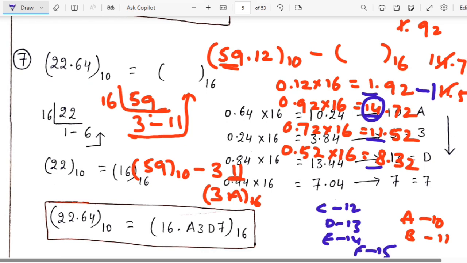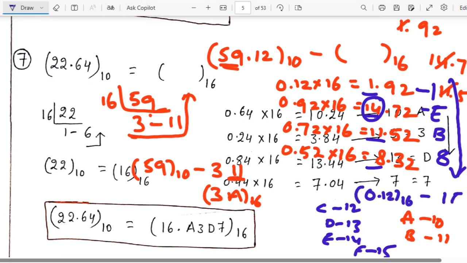So 14 means E. Again, 11 means B, and 8 means 8 only. So you have to consider them from top to bottom. Now 0.12, how much did you get? 0.12 in base 16 equals 1EB8. Finally I'm combining both.